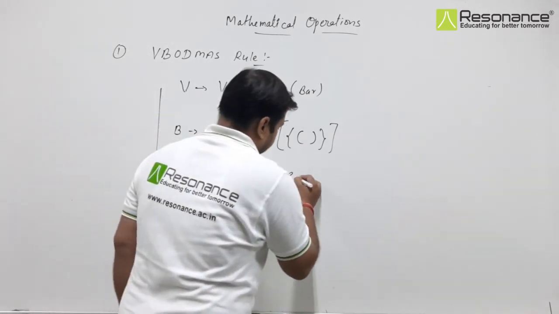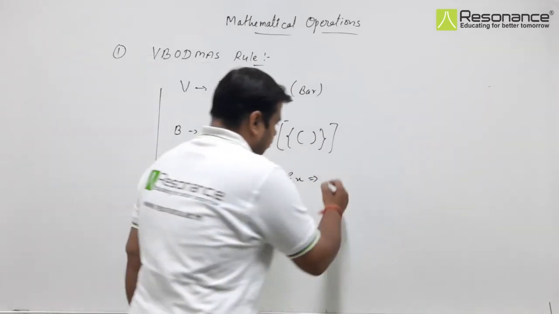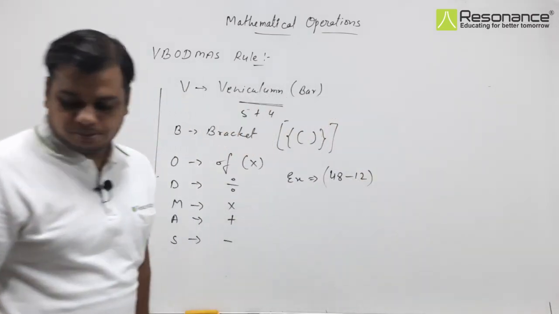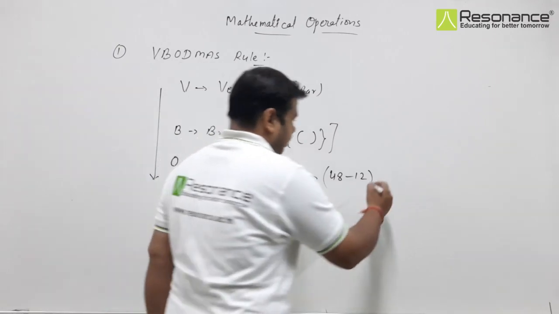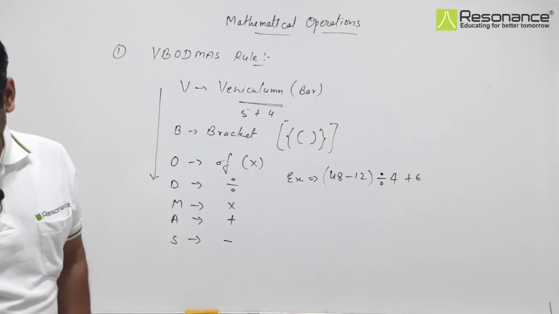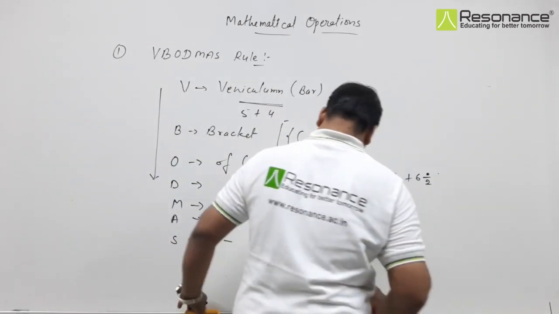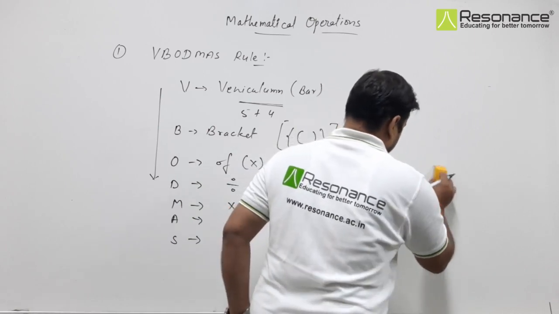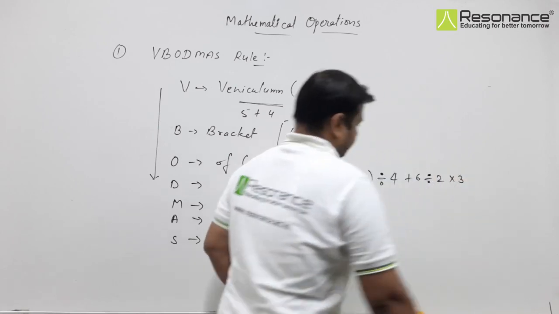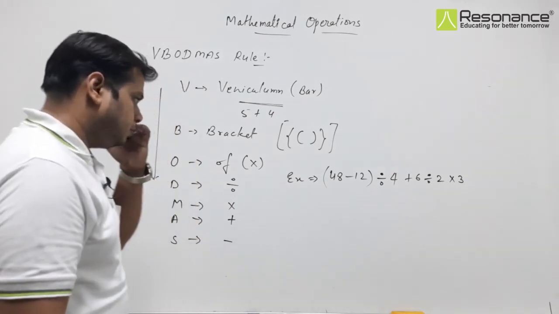Just for an example, we can have 48 minus 12 in the bracket, divide by 4, plus 6 divide by 2 multiply by 3. This is the equation we have. Now we have to solve this equation.